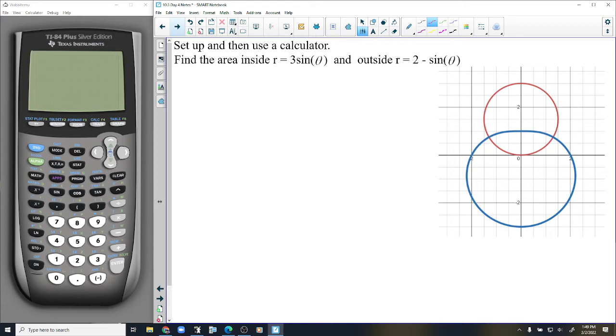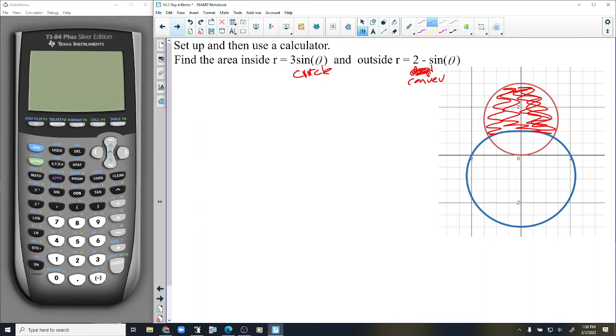All right, what are we doing? Inside the circle and outside this, it's a dimpled, no, it's convex. Convex limacon. All right, inside the circle, inside this one, but outside this guy. So we're looking at that area right there.